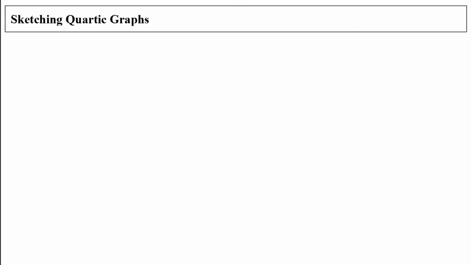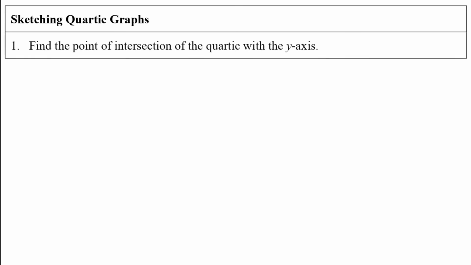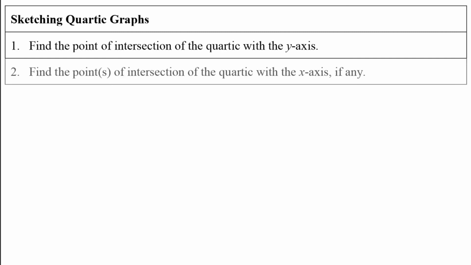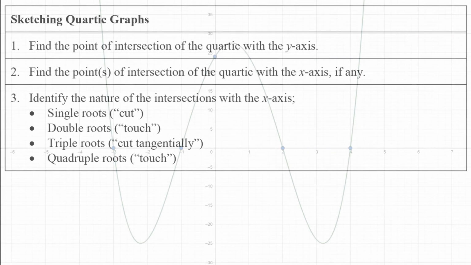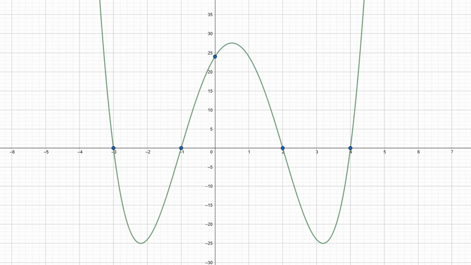Let's conclude by looking at our general method for sketching quartic graphs. First, we find the point of intersection of the quartic with the y-axis. Then we find the point or points of intersection of the quartic with the x-axis, if there are any. We then have to identify the nature of the intersections with the x-axis. If we have a root which only appears once in our factorization, then the curve cuts through at that point. That was the case with all of the roots in this example.